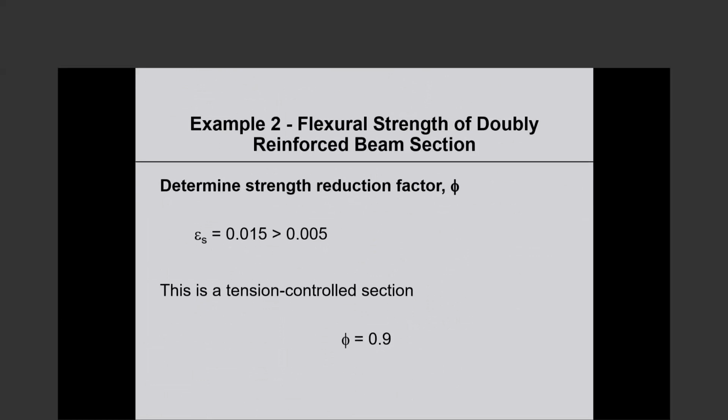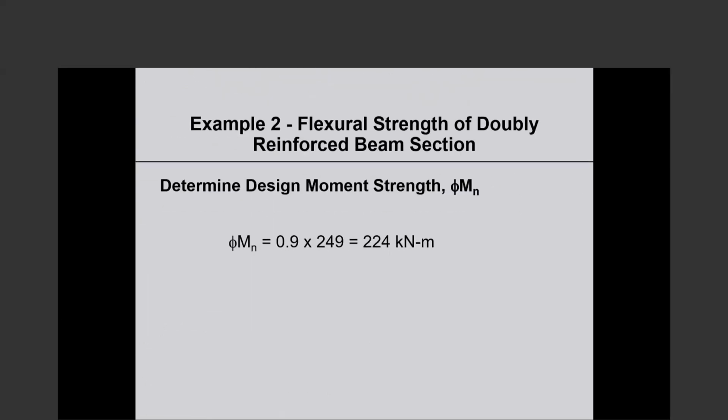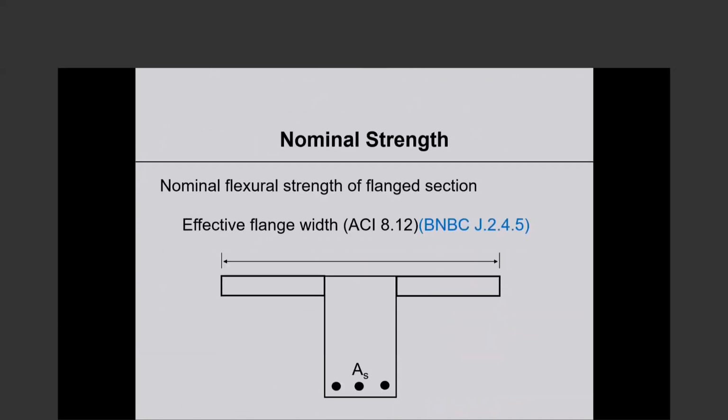Okay, the strain in the tension reinforcement is 0.015, which is way over the yield strain. So it's a tension control section, making phi equal to 0.9. So for a nominal strength of 249 kilonewton meters, we have a design strength of 90% of that, which is 224 kilonewton meters.